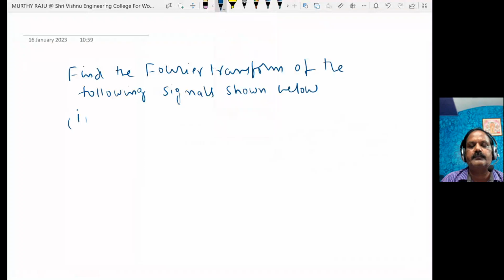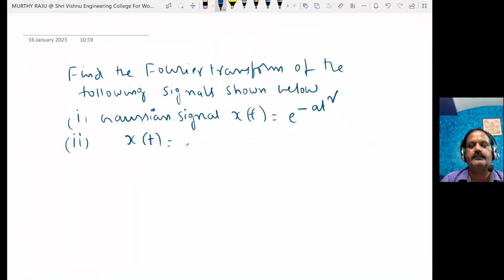First one is a Gaussian signal, x of t is equal to e power minus a t square. Second one is x of t is equal to e power minus a t square cos omega c t.